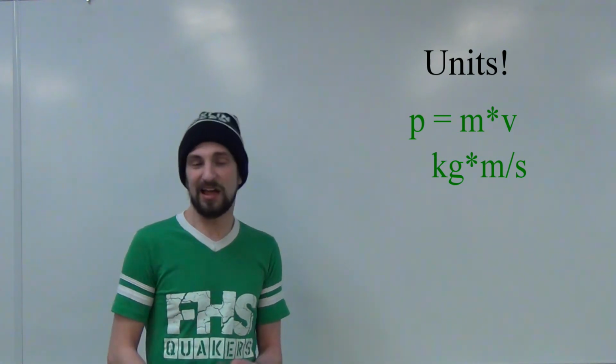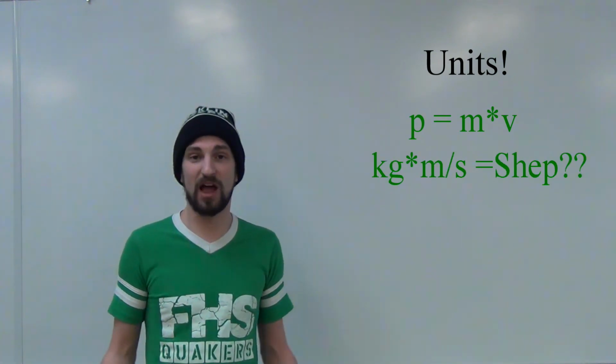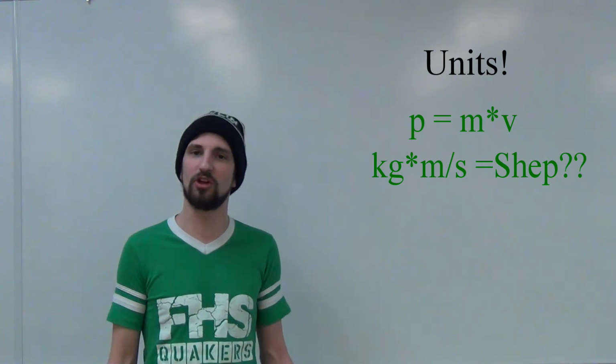It's no really fancy term for this, kilogram meters per second. It's not like a name. It's not a Shep. I wish it would be, but it's not. It's just kilograms meters per second. So now we know that momentum is just mass times velocity. You take an object's mass times its velocity and you get its momentum.